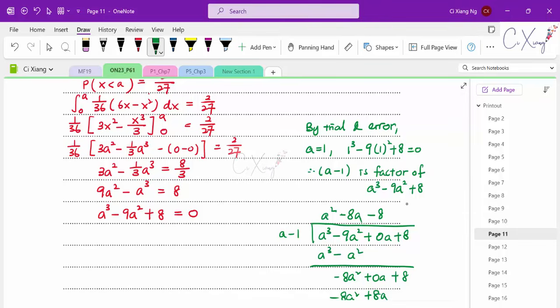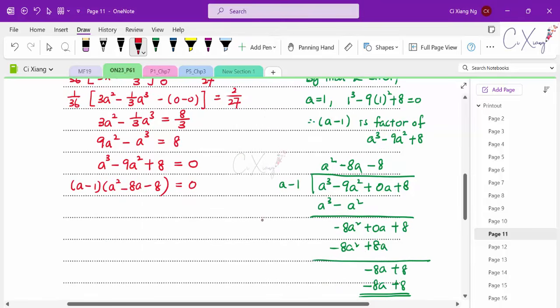Of course, if you are lazy to do that, you can use the calculator to help you straight away. But the calculator won't give you this quadratic factor as well, so I think you still need to carry out the long division. Since I know that these two are the factors, I can write out my factorization form, (a - 1)(a^2 - 8a - 8) = 0. So from here, I have to solve two equations.